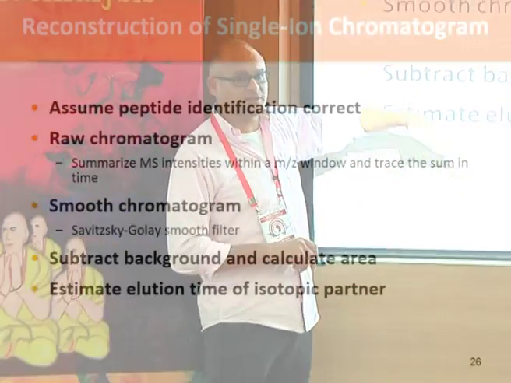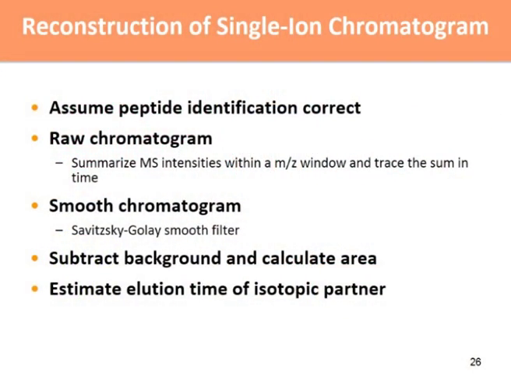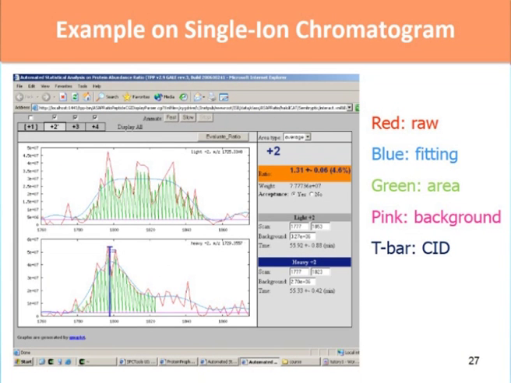And in this case, ASAPRatio will try to calculate a background over that chromatogram and subtract it. This increases your dynamic range. If you take away background, then you have more signal that you can actually identify and less error. This is just what it looks like when you go to the interface. And you can see why we need to smooth things out.